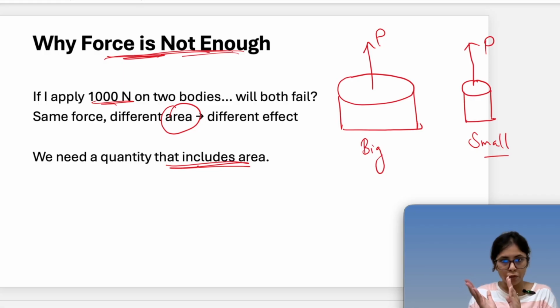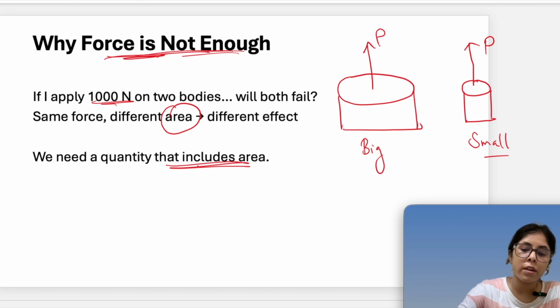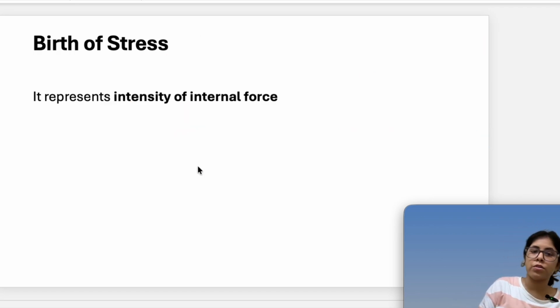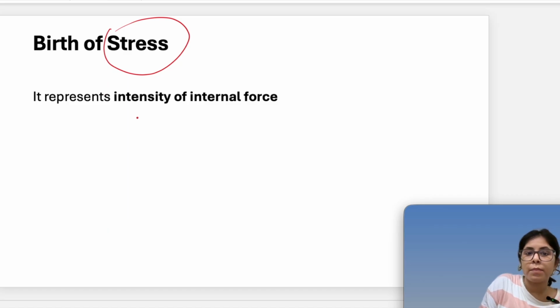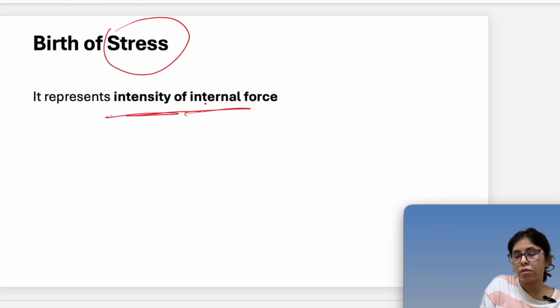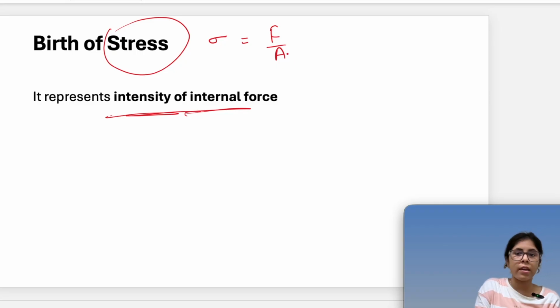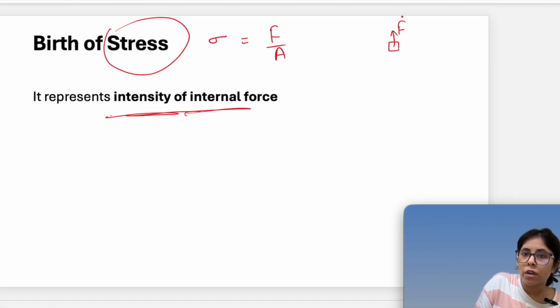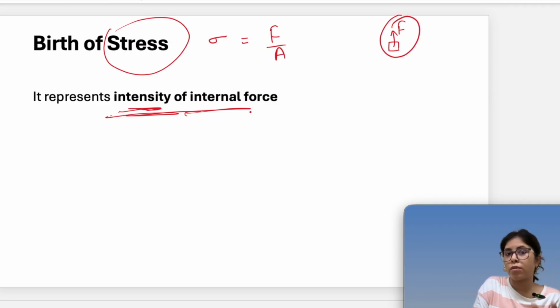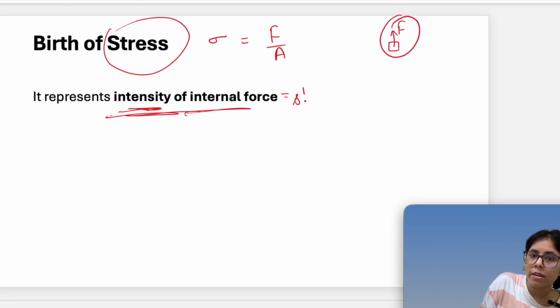So for that purpose we designed a new term. What was that new term? We designed the term called stress. It represents the intensity of internal force. It's denoted by sigma, and it's given by force upon area, force per unit area. If a unit area is something like this one, how much force is there on this unit area? So it's defining the intensity, right? Force per unit area is nothing but intensity of internal force, so it is nothing but stress.